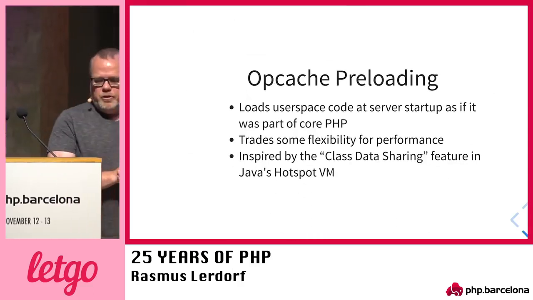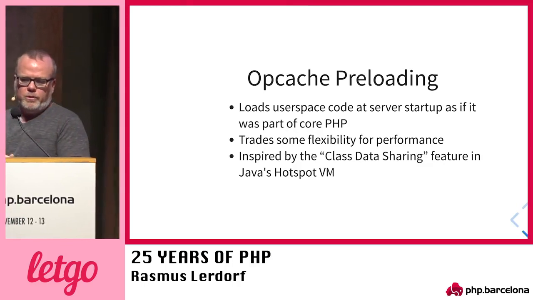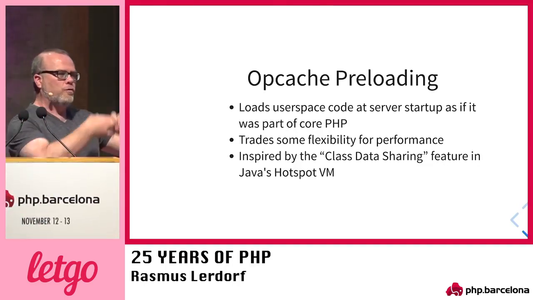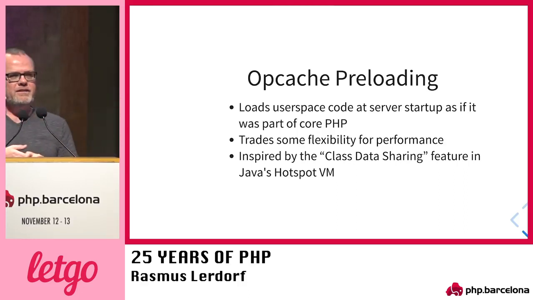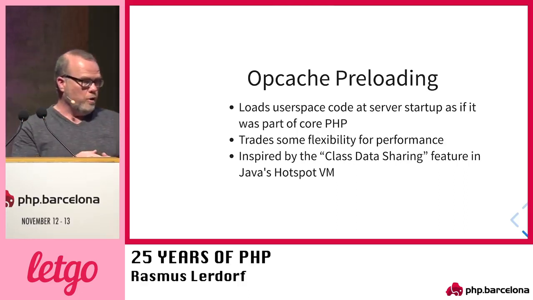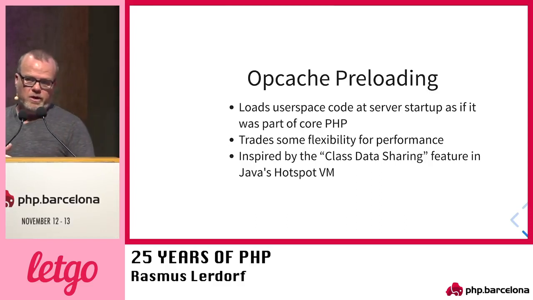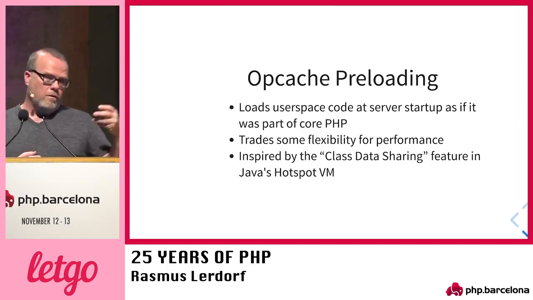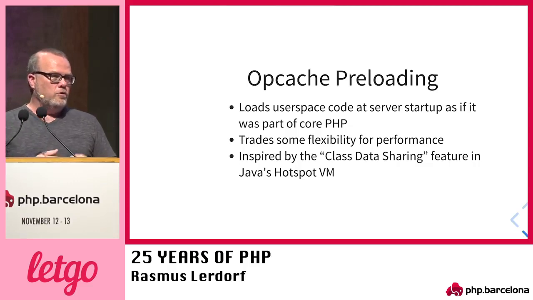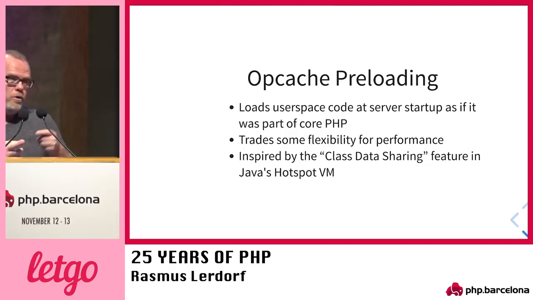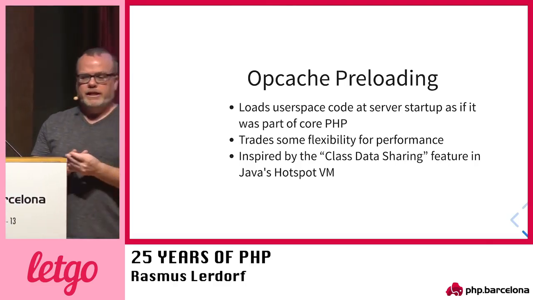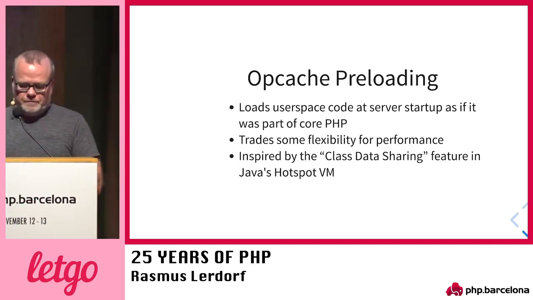The big new feature in PHP 7.4 is opcache preloading. You can preload code into the op cache at server startup. It makes deploying code a little bit more difficult because you have to restart your server. You have to restart PHP FPM or Apache to deploy this new code, or you have to specifically do an op cache compile file on it to replace it in the cache.